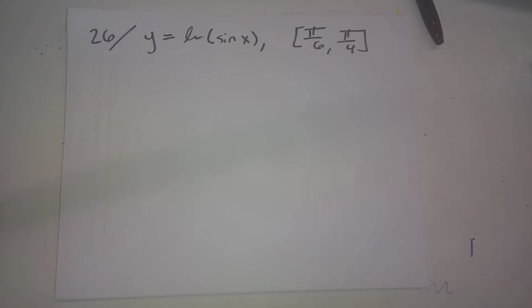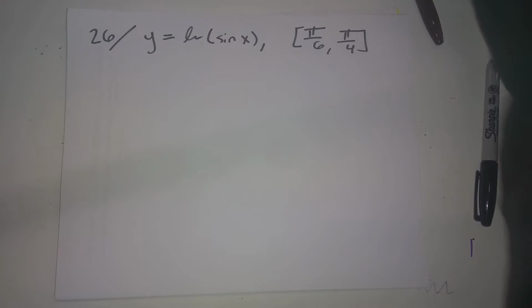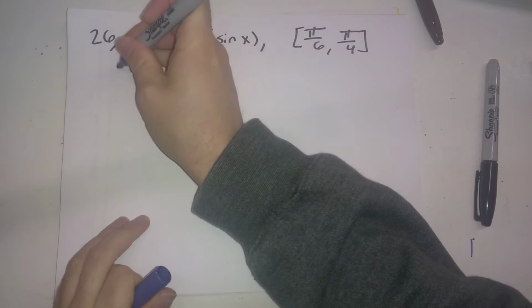Number 26. Find the length of the graph of y equals the natural logarithm of sine of x over the interval from pi over 6 to pi over 4. So we know we're going to need the square root of 1 plus the derivative squared here. So let's start doing the necessary calculations.